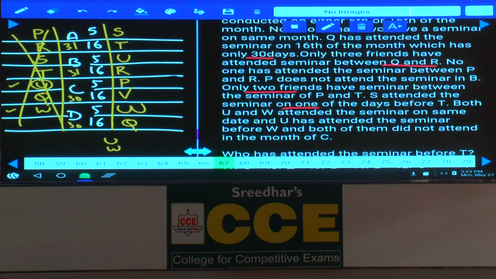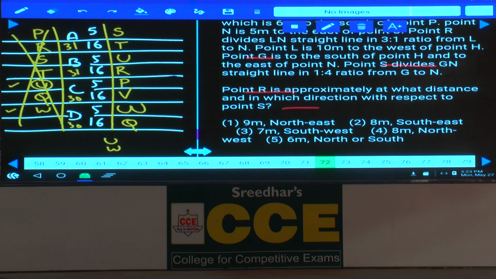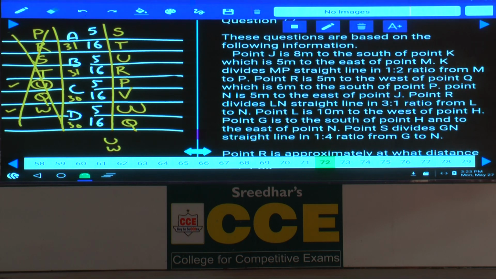Done? Then next one, question number 72 onwards. Now 72 to 74, these 3 questions are based on directions. Yes, so how many of you had done this one, 72 to 74? Question number 72 to 74.